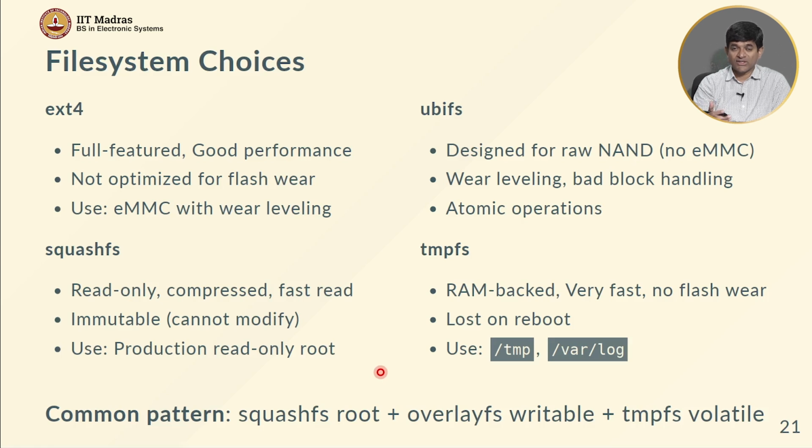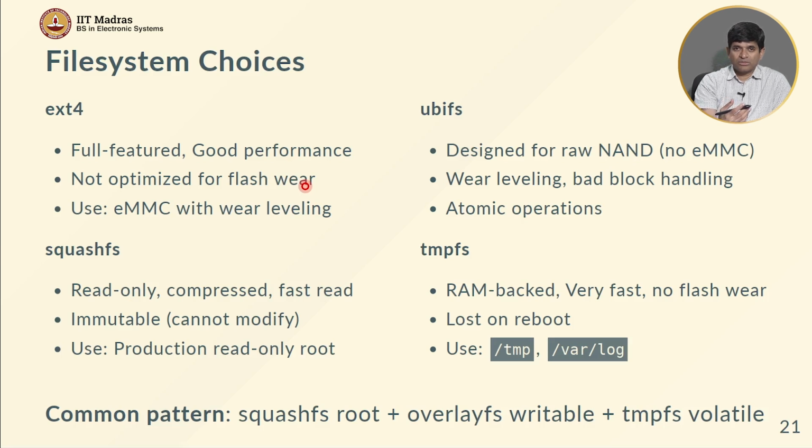Now, those of you who have installed Linux on your laptop or desktop might have seen that by default the file system that comes up is something called ext4. It's called the extended file system, basically version 4. It's a full featured file system with pretty good performance overall. The problem is it is not optimized for so-called flashware. Okay, what does that mean? It means that flash memory has a problem of something called wear leveling, meaning that it has a limitation on the number of times you can write to a given set of locations in the flash memory.